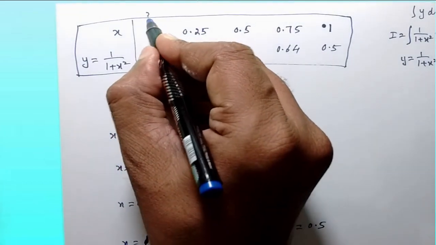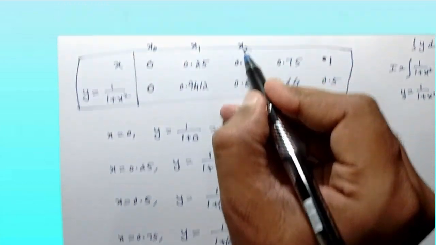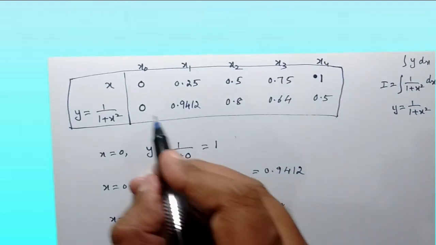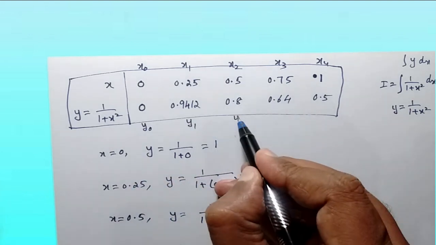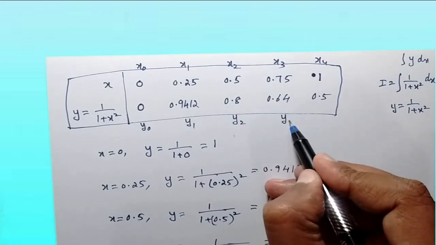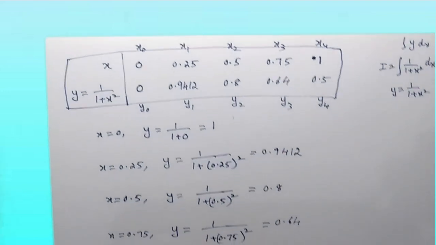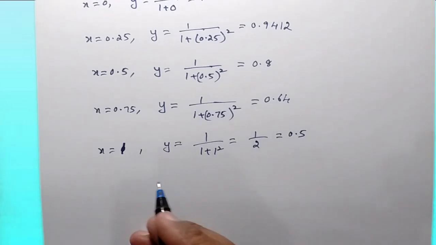So the first value corresponds to x0, the next value will be x1, next x2, next x3, and this will be x4. And these values will be y0, y1, y2, y3, and y4. So x and y values have been obtained. Now we can go for Simpson's 1/3 rule.